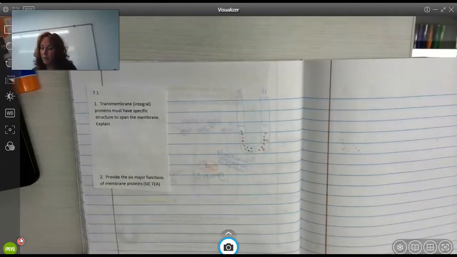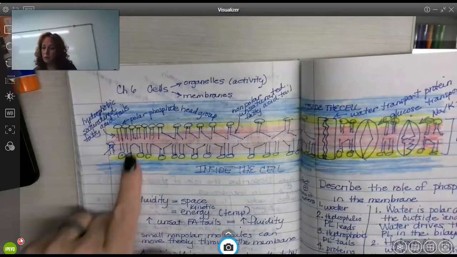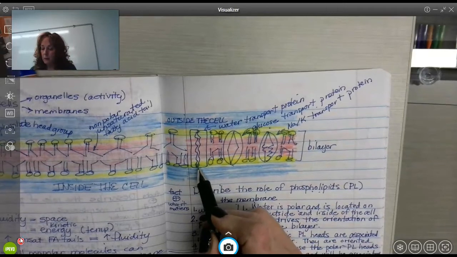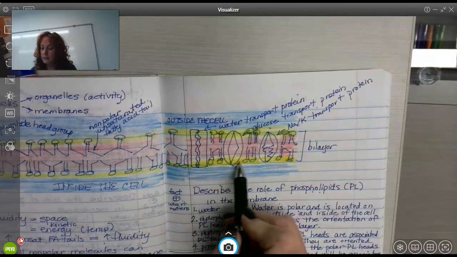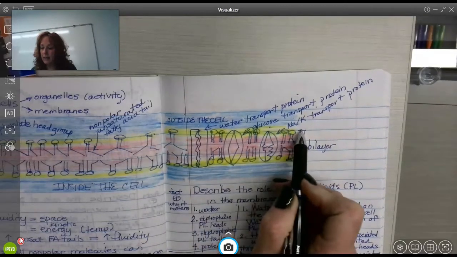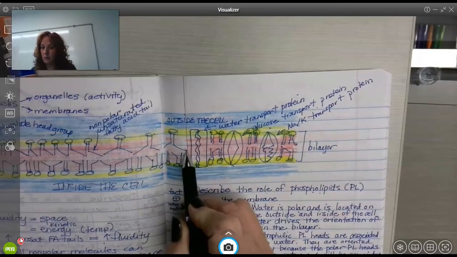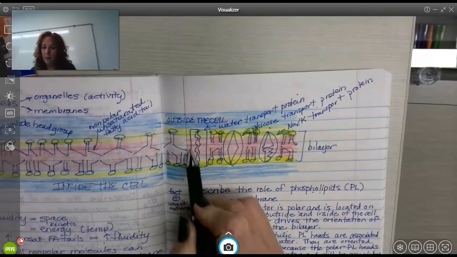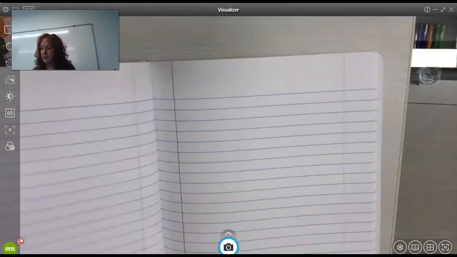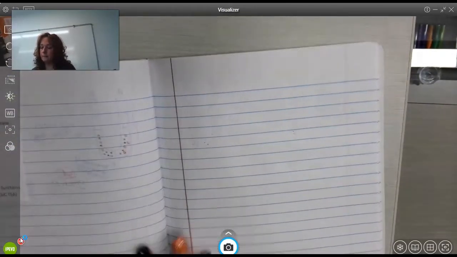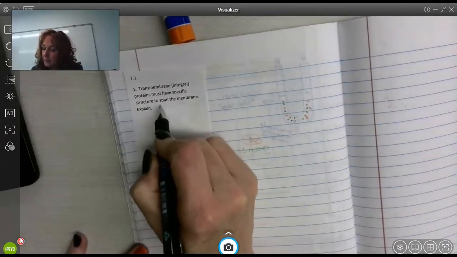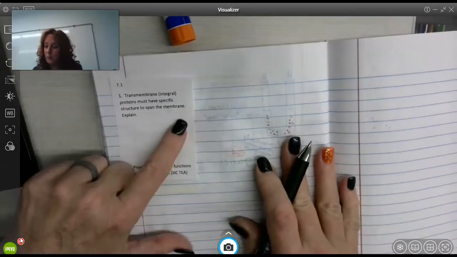So if we go back to this drawing and we spoke about, you've got this hydrophilic head section on each side of the bilayer, hydrophobic in the middle with the tails. So any membrane protein that goes across, those have two different names, integral and transmembrane. So they're both right here. They must have a specific structure to span the membrane. So that's what they're talking about.